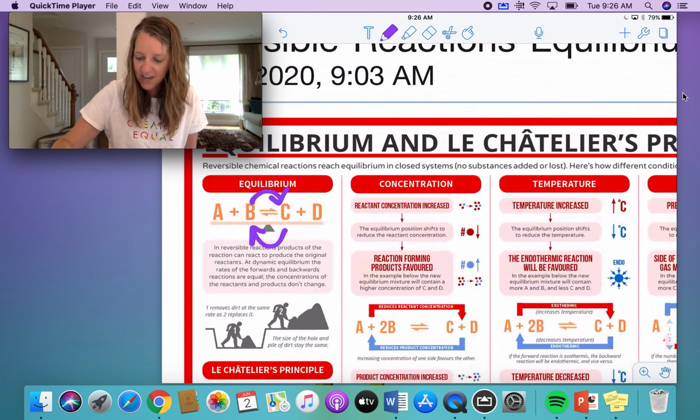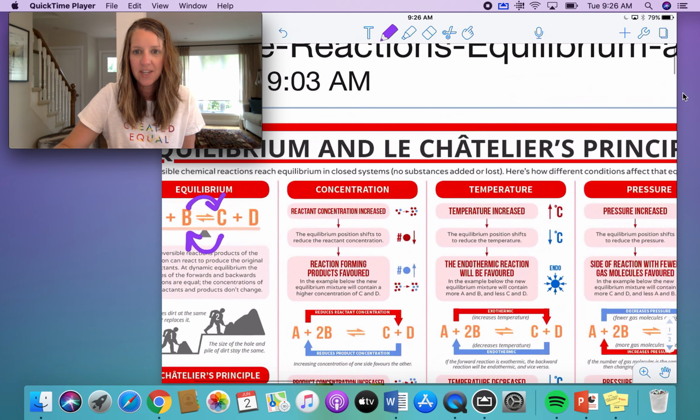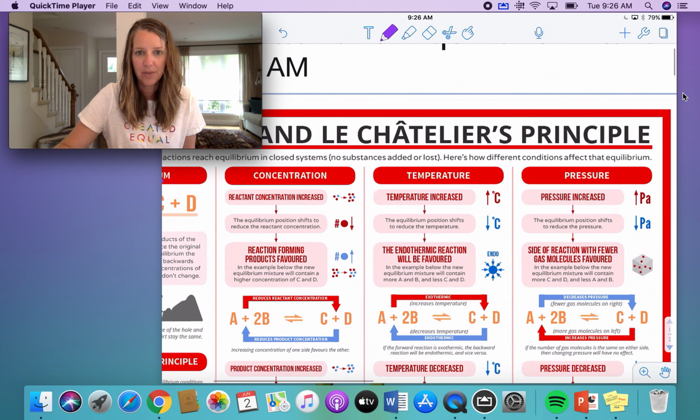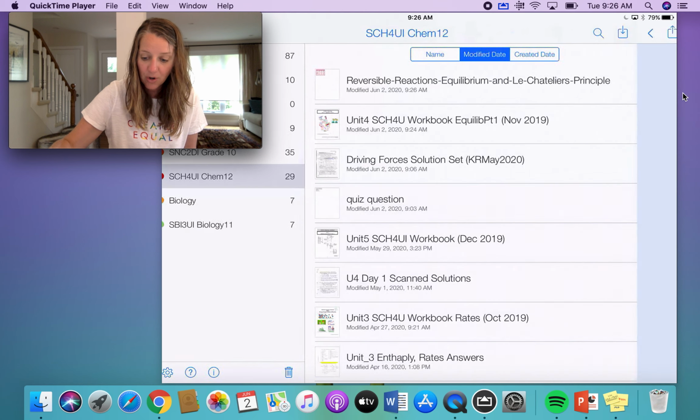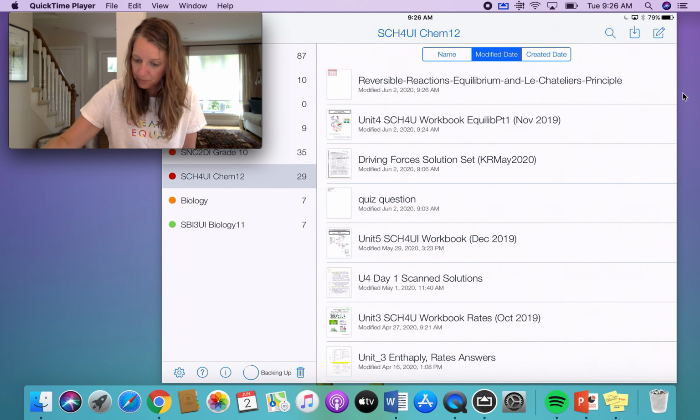Okay, what are the factors that affect it? Concentration, temperature, and pressure. All right, and that's a nice little summary right there. And you could do the same thing when you do yours. You could summarize all those stresses. Okay. So what do we want to do?